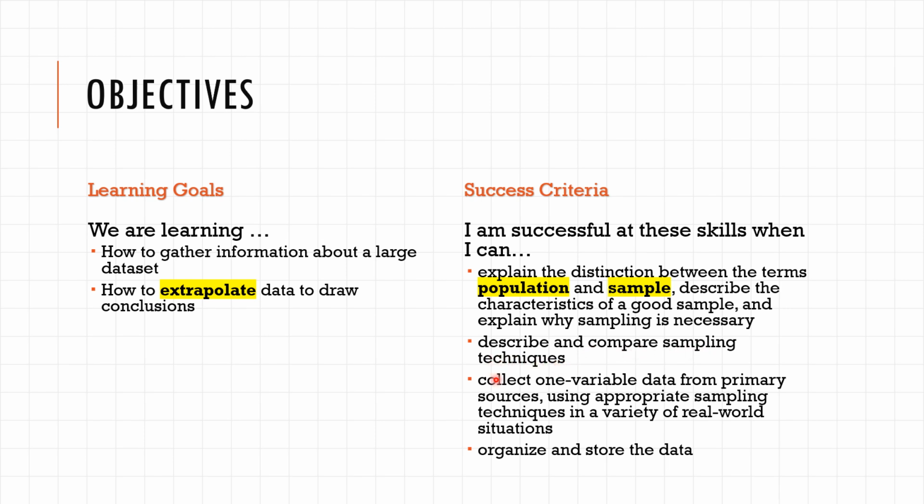And finally, when you can collect one variable data, so nothing too complicated, just one variable data, and do this from primary sources, so not looking up what someone else has researched, make up your own research. And you will do so using the appropriate sampling techniques in all sorts of real-world situations. And then finally, organize and store the data that you have collected in a way that makes it super accessible and easy for you to analyze and manipulate.